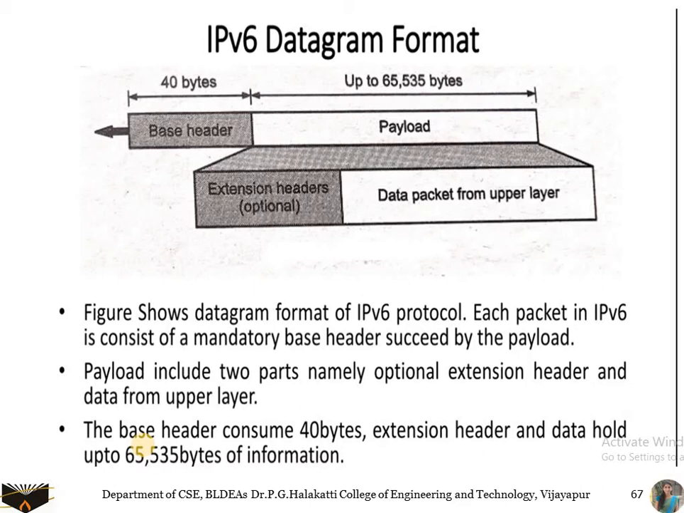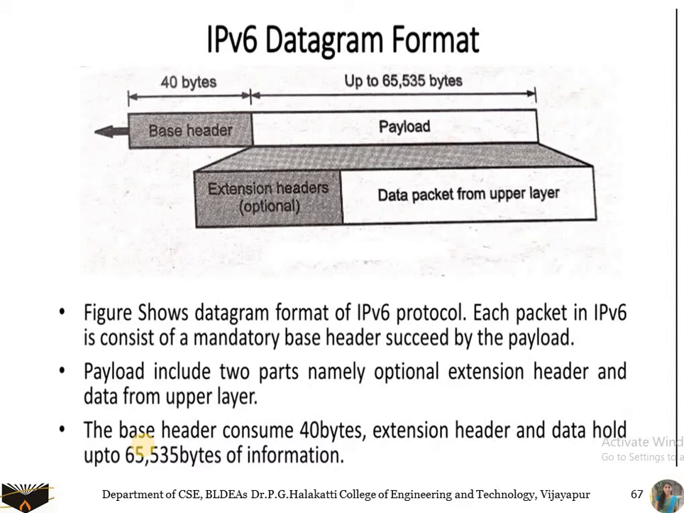And next we have the payload. That payload is again divided into two parts. The first one is the extension header, which is an optional field, and the second one is the data packet from the above layer, that is the payload part, the data which has been received from the above layer. So the base header is common and of fixed length, that is the 40-byte header, whereas the extension header is an optional field, so it is up to 65,535 bytes of payload. Among that, some of them are optional headers, which are called extension headers.